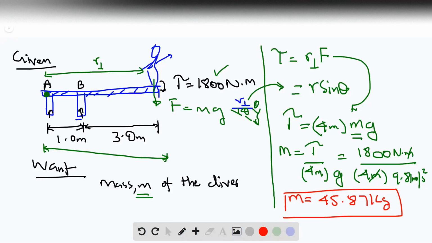Remember, in this case, the diver is jumping that way, so the torque around A is given by the force itself, this force right here, times the perpendicular distance from A, which is that whole distance, and rearranging the problem, we're able to isolate the mass itself, which is torque over 4 meters times the acceleration due to gravity, and it gives us 45.87 kilograms.